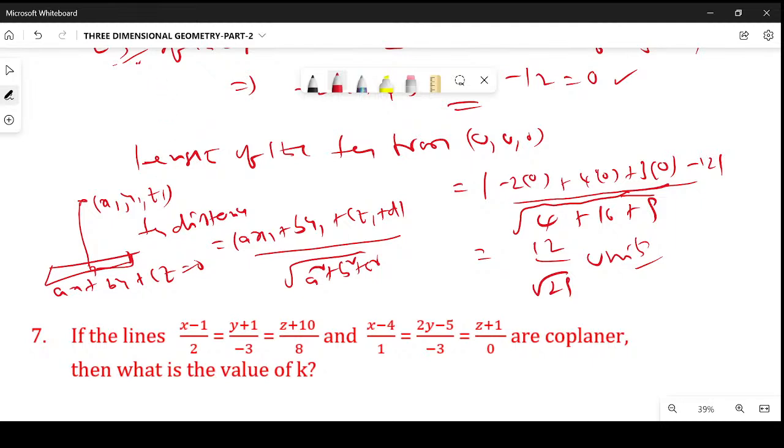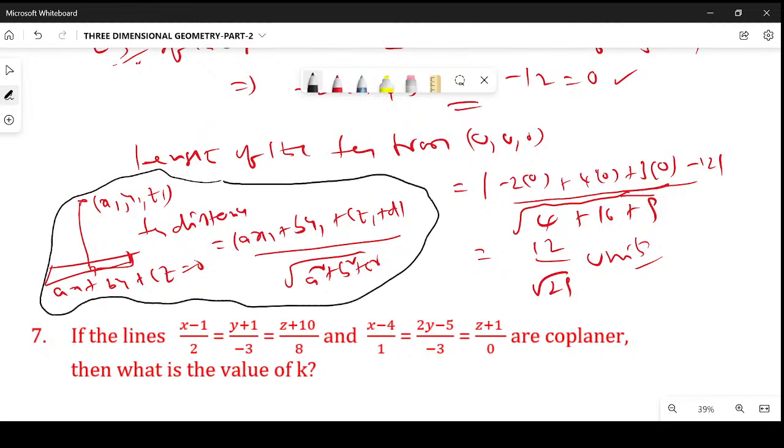So like this we can find the perpendicular distance. This is the formula. Using this formula we solve this problem. We'll get 12 by root 29 units. This concept is important. Now we do the seventh one.